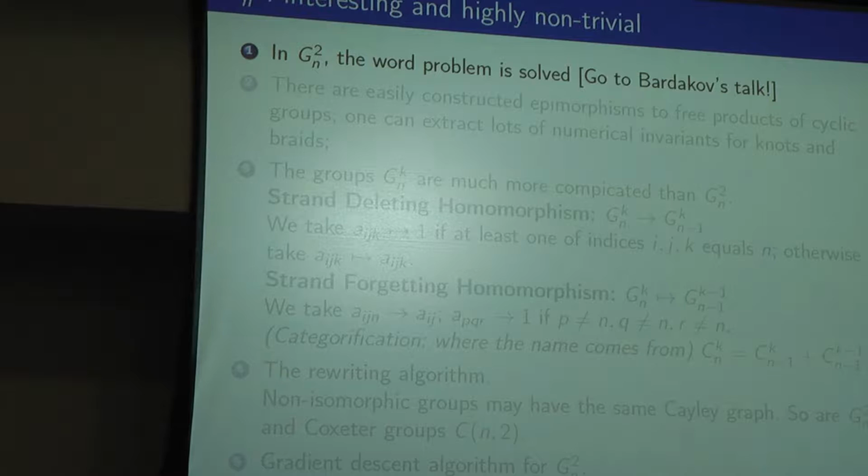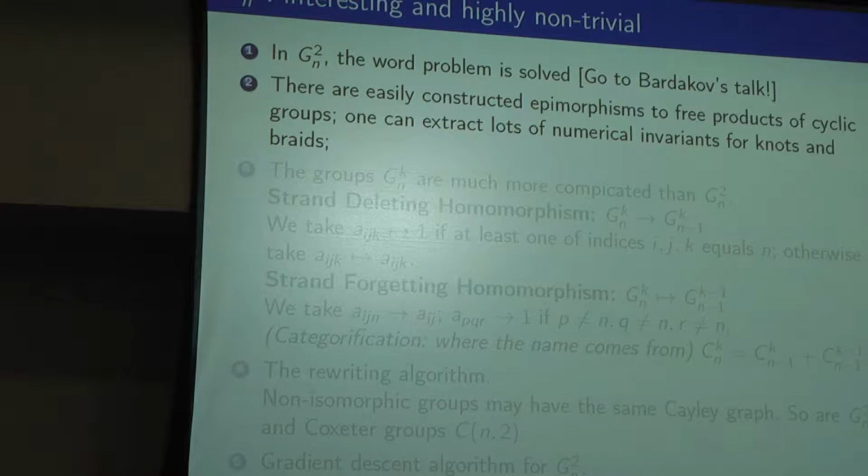And I suggest you go to Bardakov's talk, because groups GN2 are known under many names, Gaussian braids, and maybe under many other names, and they have been studied by many means. And actually, there are easily constructed epimorphisms onto free groups or free products of cyclic groups, which allows one to extract results easily, to extract some numerical invariants of whatever objects we're studying just from their images in GNK.